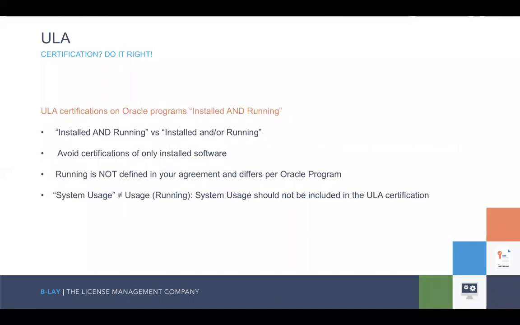Now, like I said, in your certification, you need to look at installed and running. And that is a deviation from the standard rule where Oracle says installed and/or running. The reason why Oracle deviates from that is they want to avoid that before the end of the ULA, you're going to, for example, install an Oracle database on all the desktops and laptops within your organization, because that would result in possibly pumping up the number of licenses that you can certify at the end of the ULA. Oracle wants to avoid that you just install the software everywhere and then pump up the numbers.